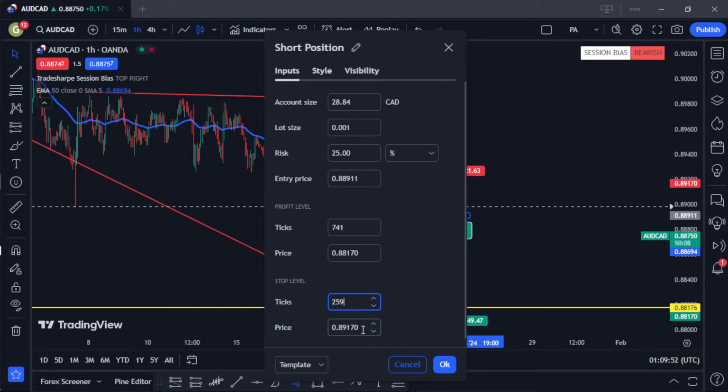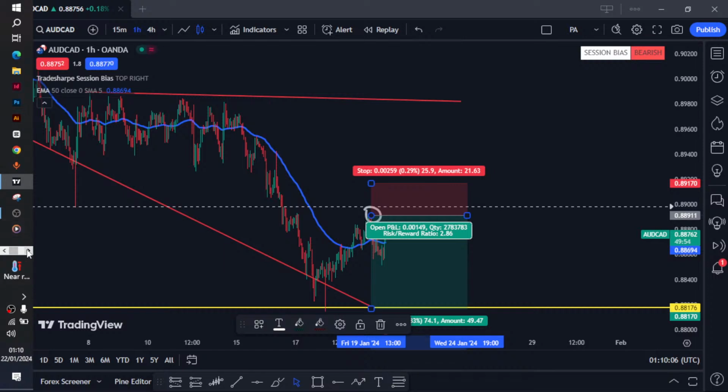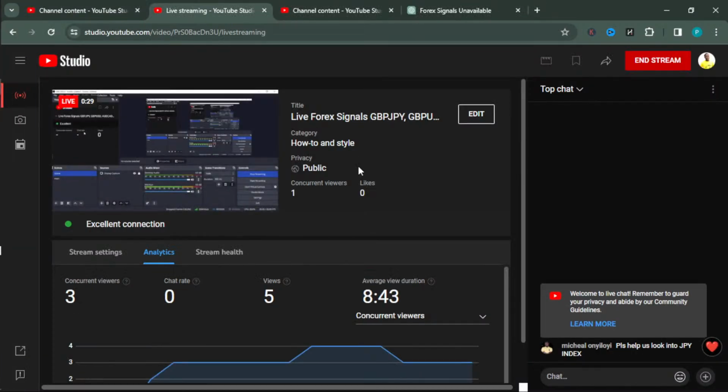So you said please help us look into the JPY index. Okay, I'm going to look into your request in a few minutes. Let me just finish with the market that I put on the title there, then I'm going to attend to that. Let me give you a reply to your comments, and I'm going to attend to you later on.